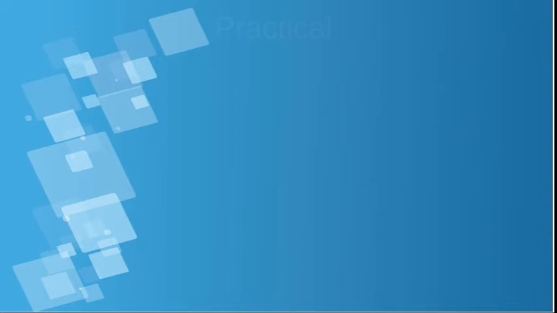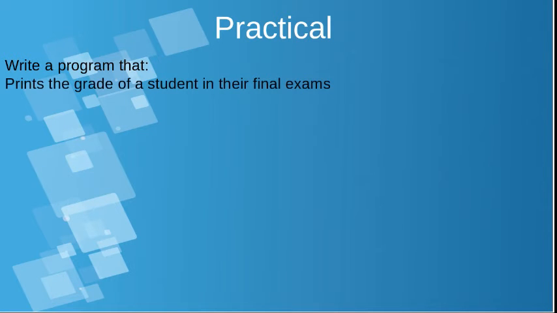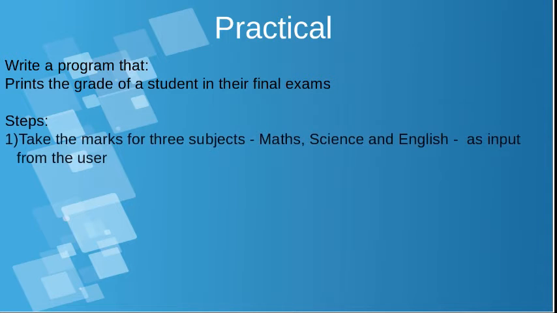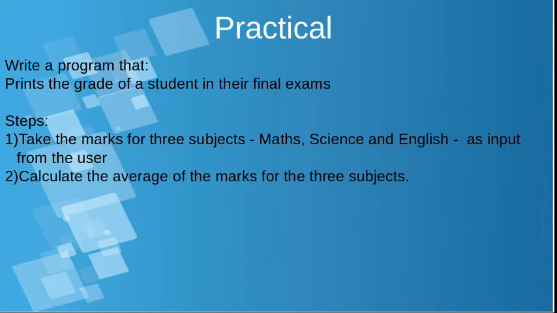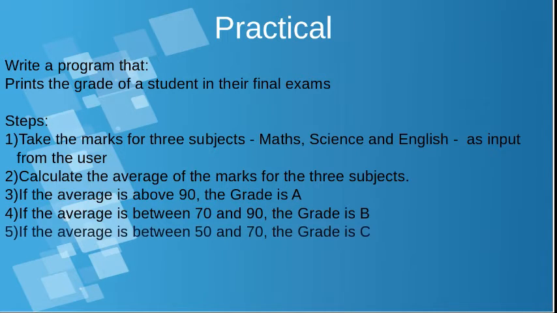So now let's implement this conditional statement effectively. We have to write a program that prints the grade of a student in the final exam, taking the input from the user. So what are the steps? We have to take the marks for the three subjects, math, science and English, as input from the user. Then we calculate the average of the marks for the three subjects. If the average is above 90, then the grade is A, and if the average is between 70 and 90, the grade is B, between 50 and 70 is C, and else the grade is fail.